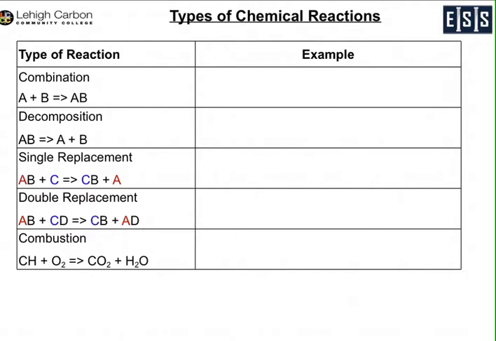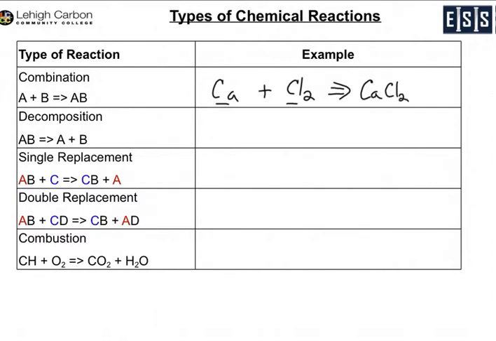Combination is the first type of reaction. You take two elements and combine them into a molecule. So as an example, let's take calcium plus chlorine. And remember, chlorine is one of the diatomic gases, so it'll always exist in nature as Cl2 if it's by itself. So this is your A and your B is chlorine, and you're going to combine it together, calcium chloride. You're going to form a molecule here of AB.